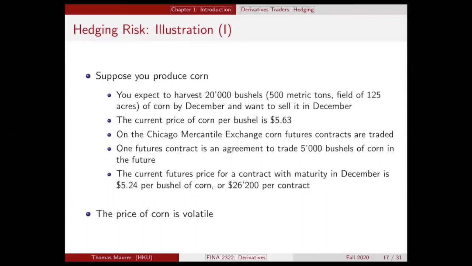One contract is always written on 5,000 bushels of corn to trade in the future. And let's say the current futures price of a contract with maturity in December is $5.24 per bushel of corn, meaning for 5,000 bushels, that's $26,200 per contract. Why does the farmer actually want to consider to trade in these corn futures contracts?